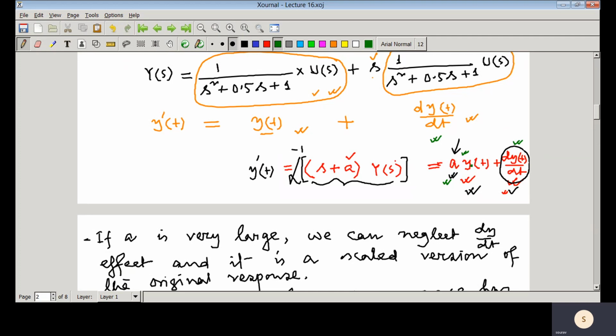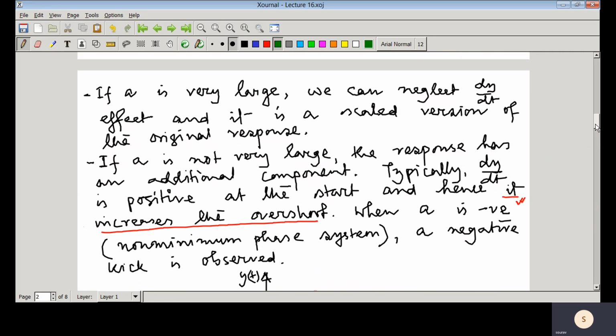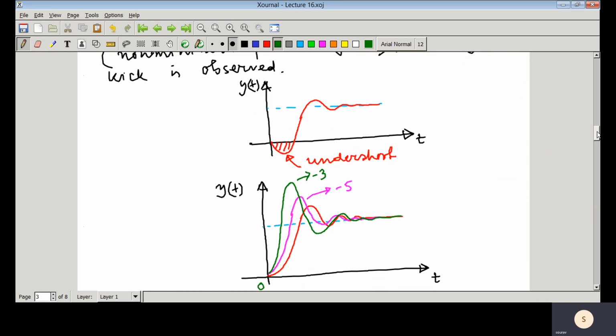But whenever a is small, that means the 0 is closer to the origin, the effect of that 0 is significant in the time response of the second order system, and whenever the 0 is moved toward the origin, the overshoot increases. And this is the case, I can write it here. This is actually non-minimum.